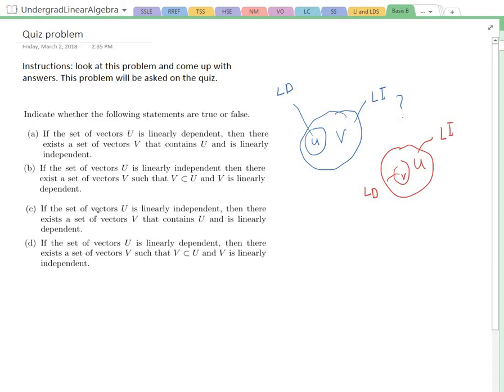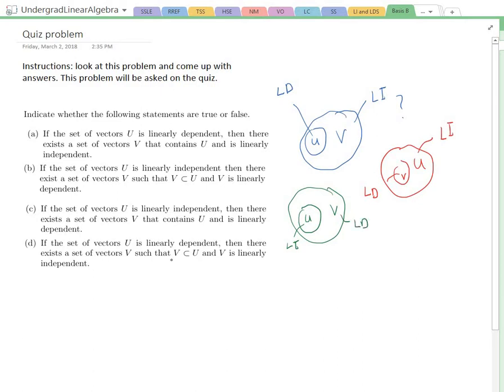Part C says, if a set of vectors u is linearly independent, there exists a set of vectors v that contains u and is linearly dependent. So this one I could draw as u is the smaller set, v is the bigger set, and in this case u is linearly independent and v is linearly dependent.